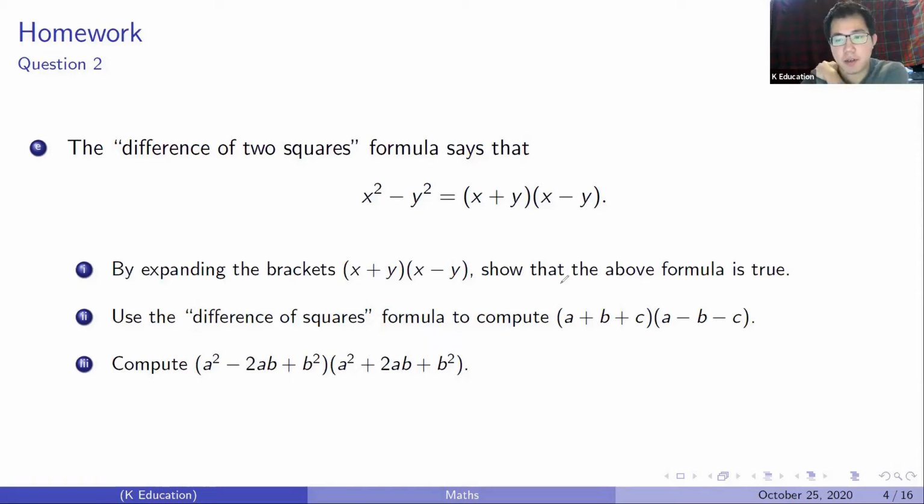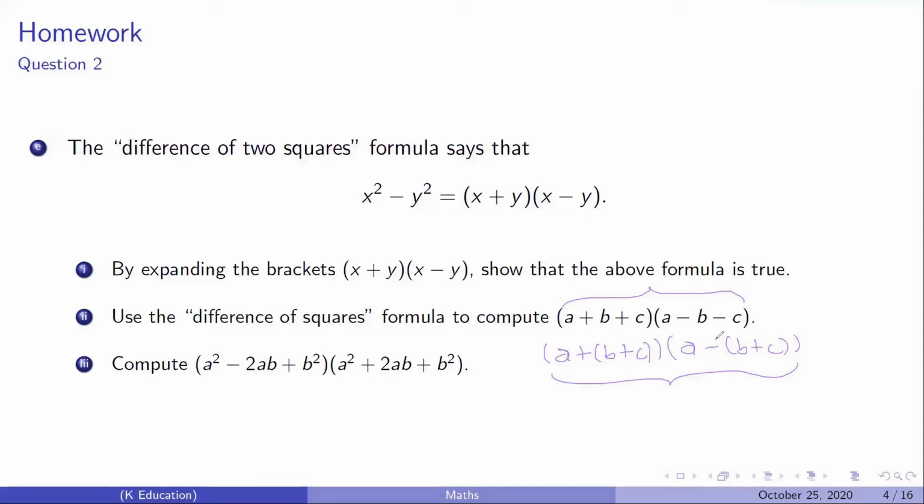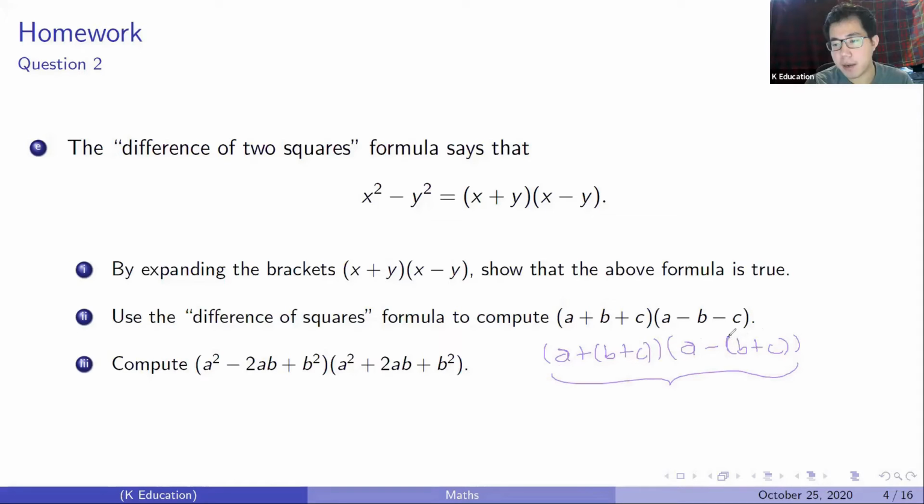I'm going to put brackets like this: a plus b plus c and a minus b plus c. Do you agree that this is the exact same as before? Yeah. So the minus sign, you have to be careful. Because I put brackets, the minus sign applies to both b and c. So don't be confused by this plus sign. Now I've rewritten it this way. Can you see what I'm trying to get at?